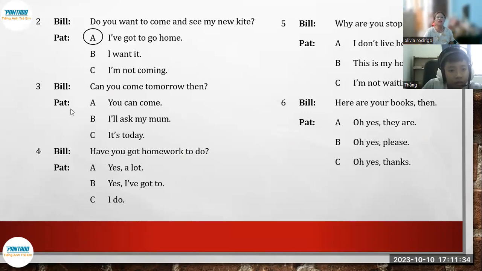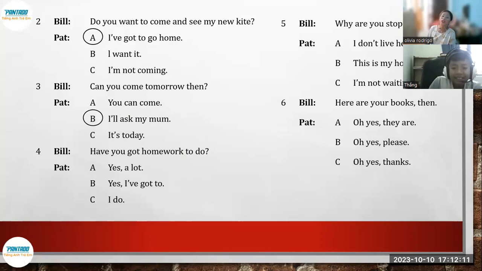Bye-bye. Okay. Can you come tomorrow then? I can come. Okay. What is the answer? You can come? I'll ask my mom. Very good. I'll ask my mom.